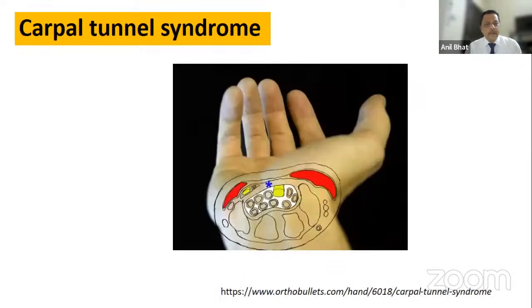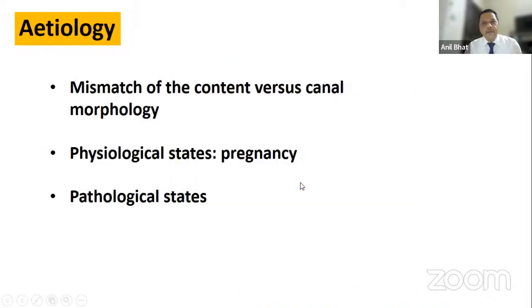The first one is carpal tunnel. Beautiful diagram from Ortho Bullets, and I took this diagram just to show how nicely the 3D anatomy can be seen here. You always ask how many tendons, and in the carpal tunnel we always say 9 tendons and 1 nerve, and the nerve is the only thing which can get compressed by the transverse carpal ligament here. And all of you know the causes.